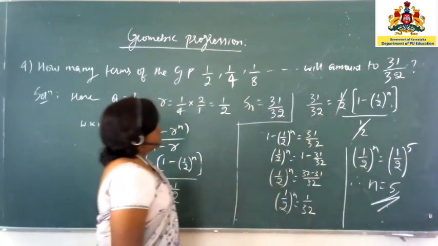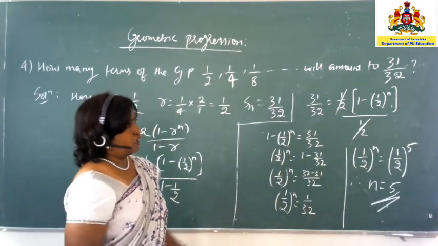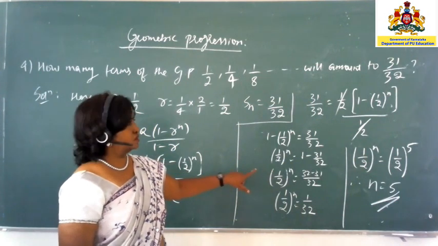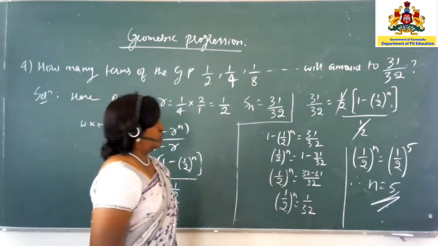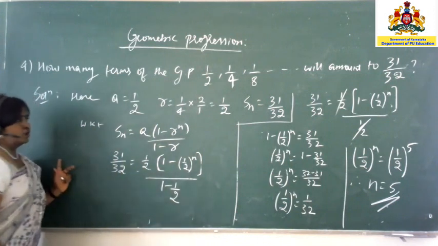So how many terms of the GP will amount to 31 by 32? It means 5 terms. So 5 terms will amount to 31 by 32. Yes, make a note of this.